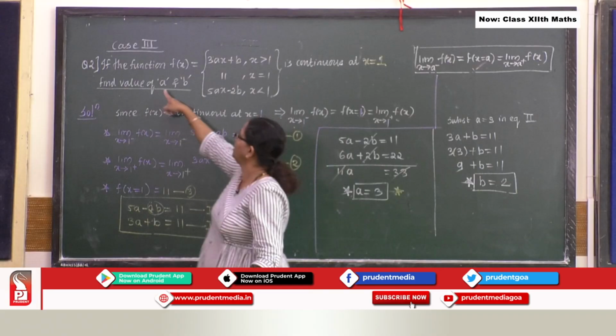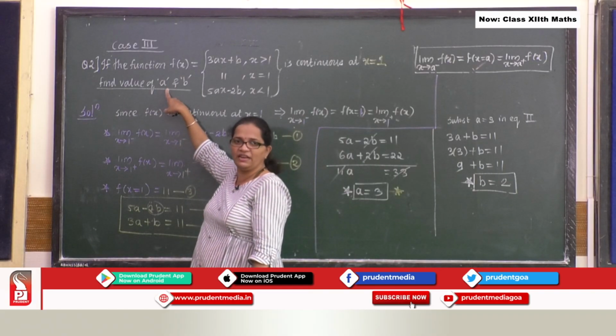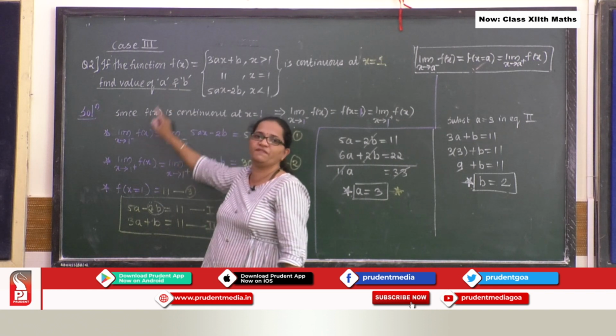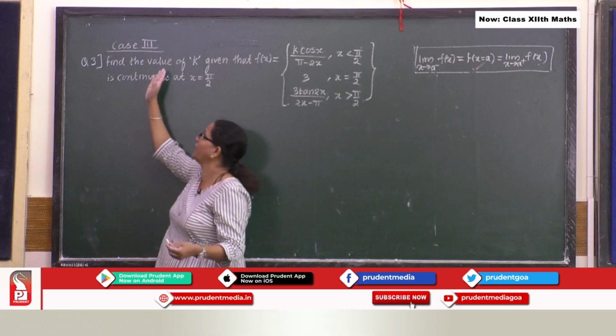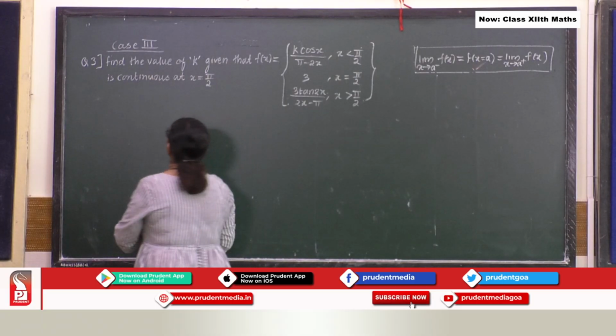That's 2. Here we are done with it. We got value of a and we also got value of b. Let's go to the third problem of case 3. Let's look at the problem.